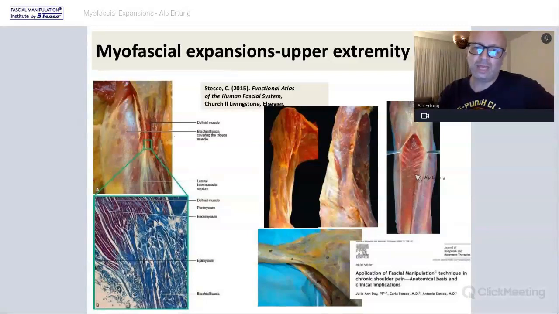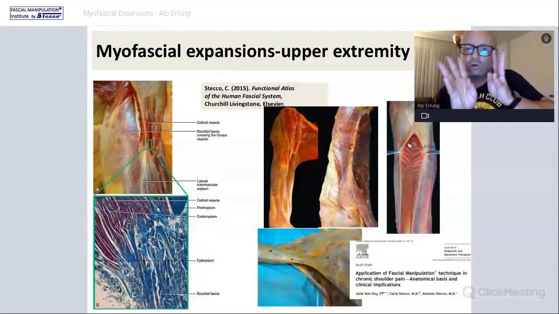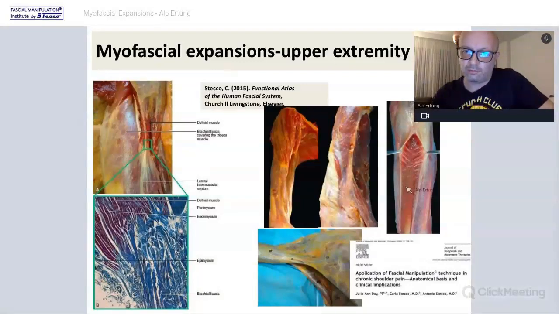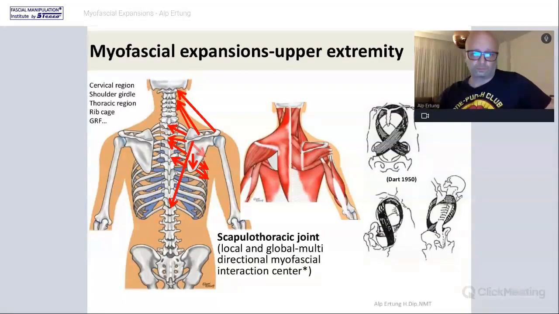And also, we have sophisticated insertions and origins. This is the extensor carpi ulnaris, I think, and it has very strong connections with its epimysium to the antebrachial fascia, but the distal part is free to glide. It has some difference. Also, this area is really important, the scapulothoracic joint. It's an extraordinary joint, which is not included in any type of joints.